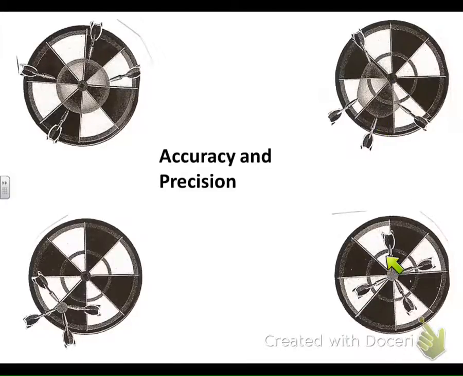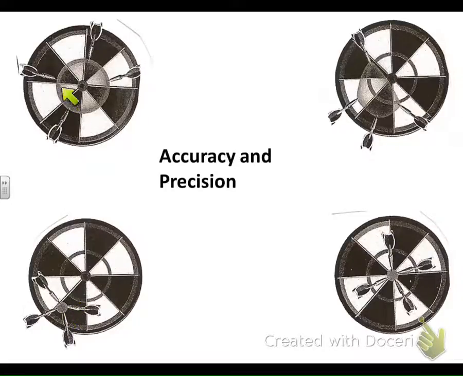So after hearing those definitions, hopefully you can maybe identify here that we've hit the target, so I definitely would agree that we're accurate, but because we have 4 of these darts all in the same spot, I would also say that we are precise. So on this one, we're definitely not hitting the target, so we're not accurate, but because these 4 darts are hitting a spot with multiple trials, then I would say that it's precise.